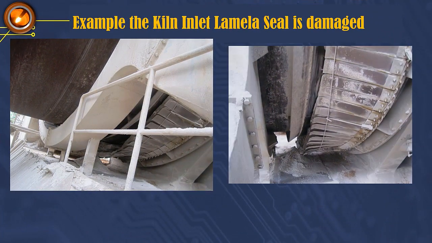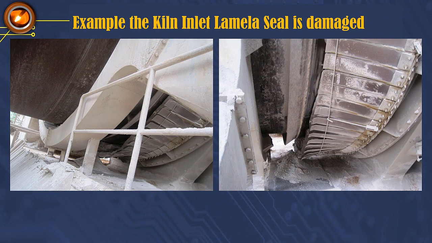This is an example of an image of a kiln inlet Lamela seal, which is damaged at the bottom or has a large gap. Under these conditions, if there is a problem with the inlet tray or inlet lip, some material will escape through this seal gap.